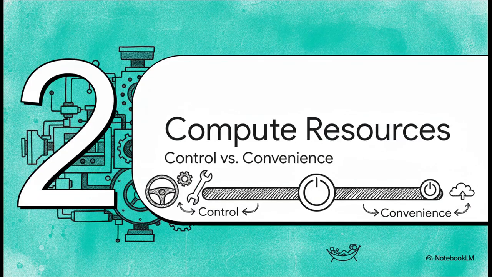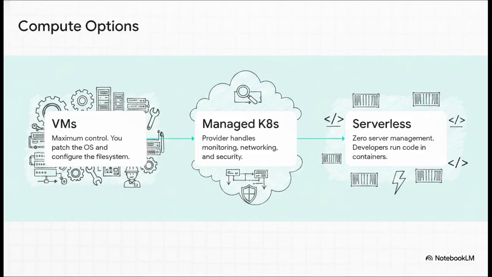Moving right along to Section 2, Compute, Control versus Convenience. Think of this next phase as a giant metaphorical slider on a mixing board, balancing 2 competing desires. How much do you want to control yourself versus how much you want to let the cloud provider handle? Step 1 is virtual machines. This is your maximum control. You're the hands-on mechanic here. You create the VM, you configure the file system, patch the OS, change the directory permissions. It's a lot of manual work.